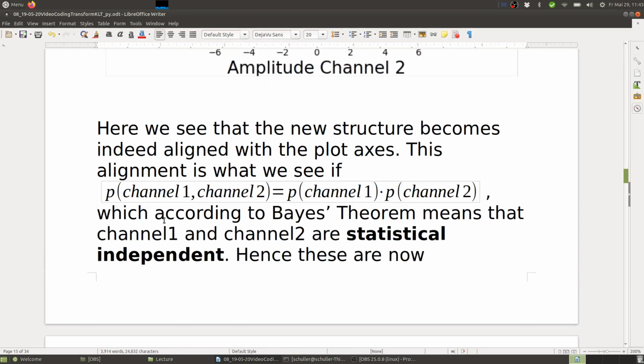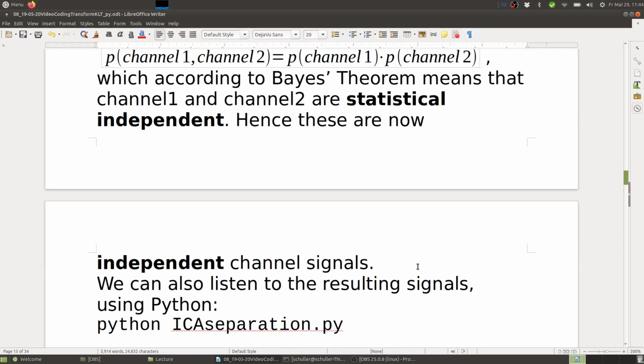Yeah, and that leads us to the Bayes theorem, another important information theoretic theorem. So according to Bayes theorem, that means that channel 1 and channel 2 are statistically independent. So if you can write the probability of two values as probability of value 1 times probability of value 2, then they are statistically independent. So basically the knowledge of the other channel doesn't give us any additional information. So hence these are now independent channel signals.